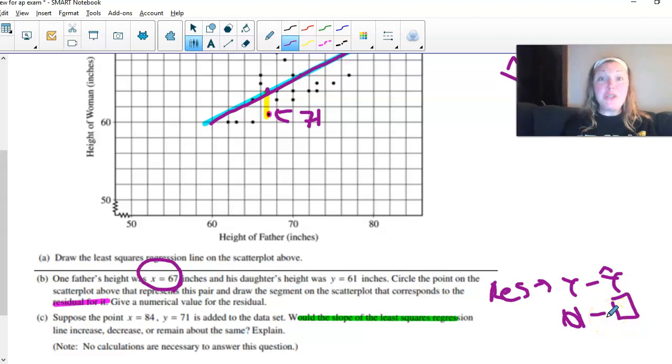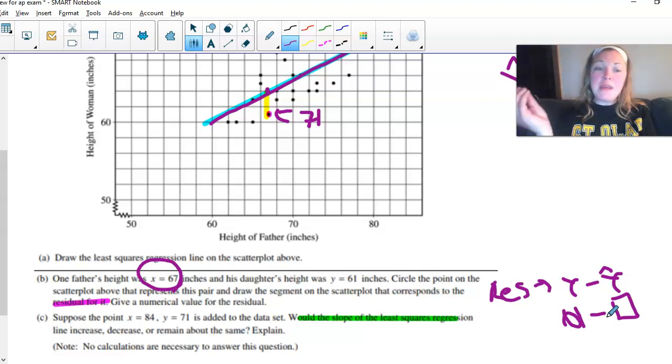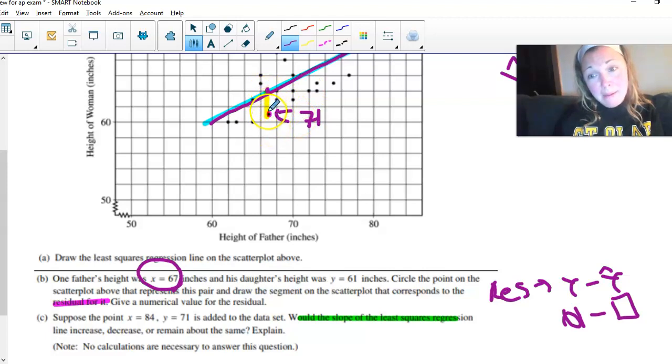Now, if they'd ask you to interpret the residual, you would just say something to the extent of how it over-predicted or under-predicted what happened when X was equal to 67. So in this case, okay, we're going to have a negative residual because this Y value is smaller than my predicted Y value. When we have a negative residual, our line then over predicts what should have happened. Okay, sorry about that, you guys.